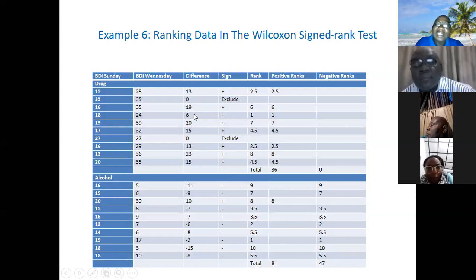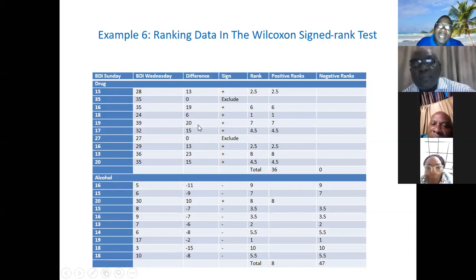So apart from 0, what is the smallest one? It is 6. That's why it's given rank 1. What is the next one to 6 here? It is 13. Can you see? But there are 2 of them, 13, 13, so it's supposed to be 2 and 3. Remember the way we did it the other time: because both of them tie, 2 plus 3 makes 5, divided by 2, it will be 2.5. Each of them will be 2.5.